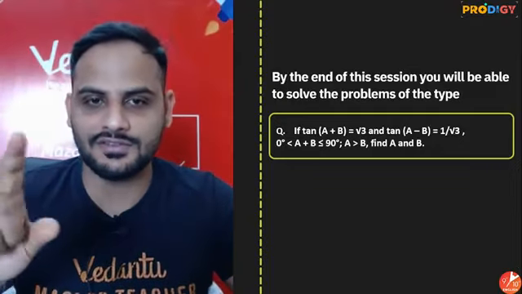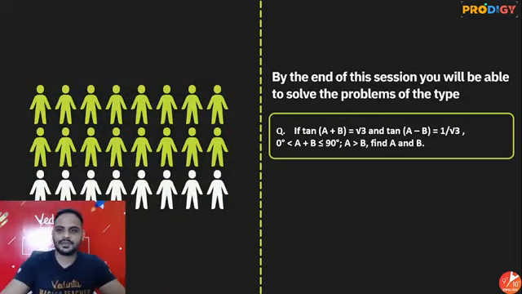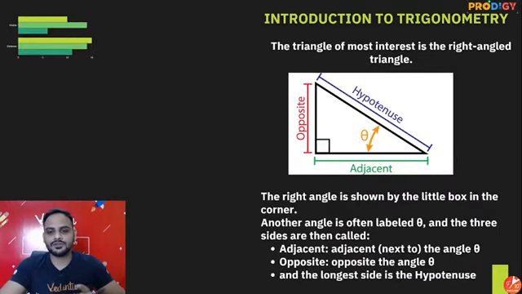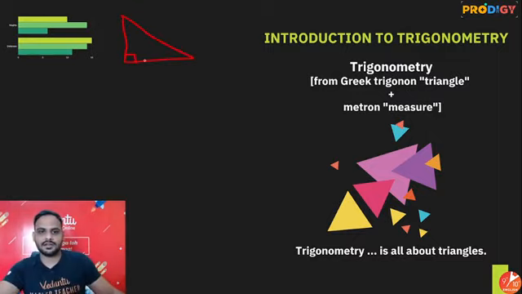Now by the end of this session, you'll be able to solve the questions of this type: a plus b is given, a minus b, tan of a plus b, tan a minus b. Don't worry, very easy, I'll show it to you. Okay guys, before I start trigonometry, let me tell you one thing. When I talk about trigonometry, we discuss the right angle triangles.